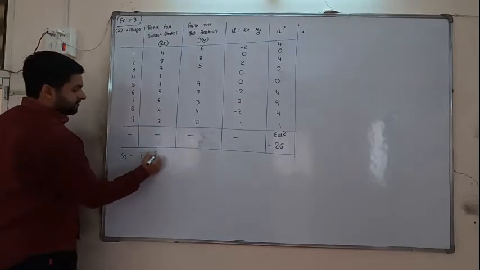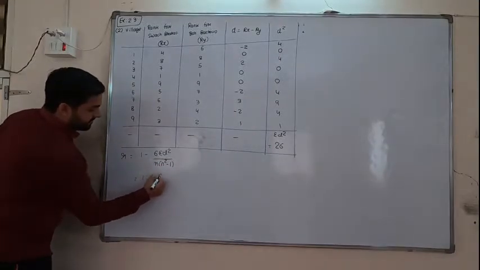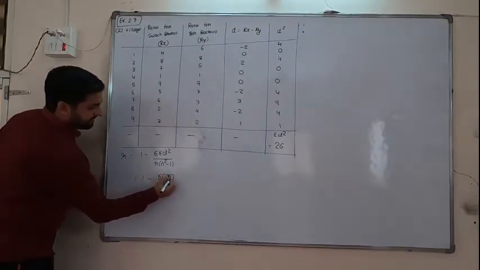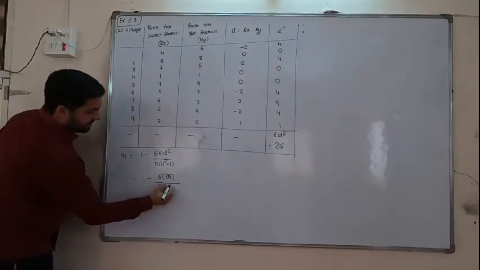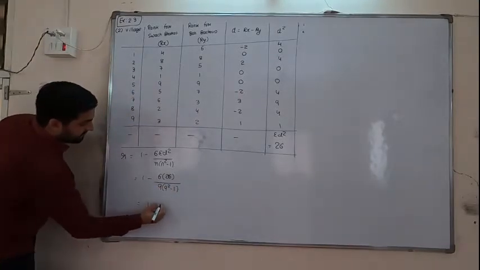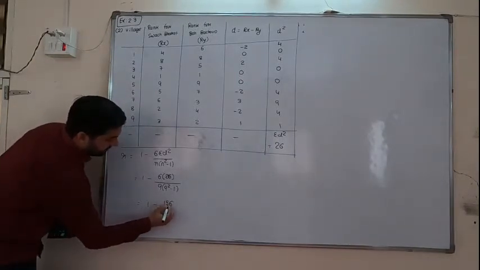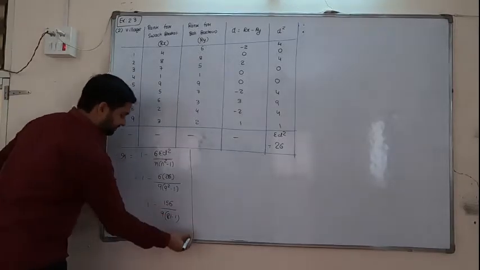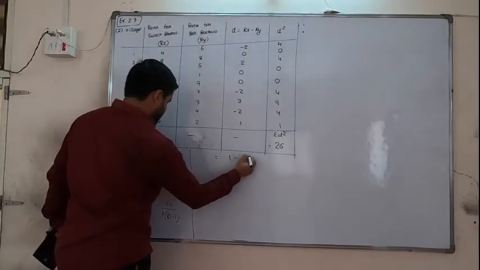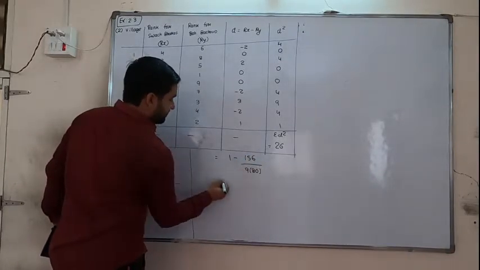R is equal to 1 minus 6 sigma d square upon n in bracket n square minus 1. So 1 minus 6 into 26 divided by, now n is 9, 9 in bracket 9 square minus 1. 1 minus 26 into 6 is 156, divided by 9 in bracket 81 minus 1. 1 minus 156 divided by 9 into 80.